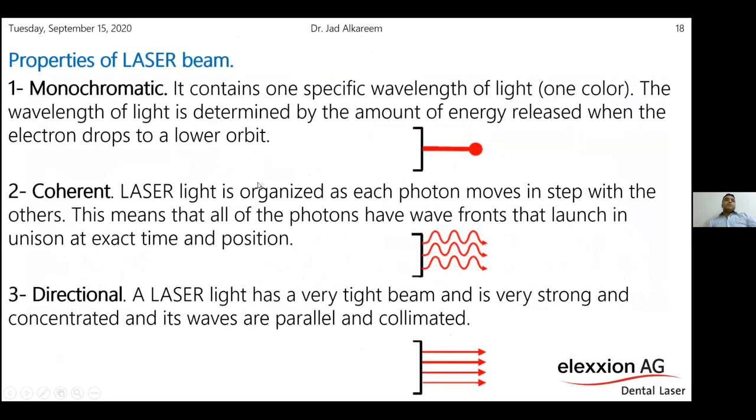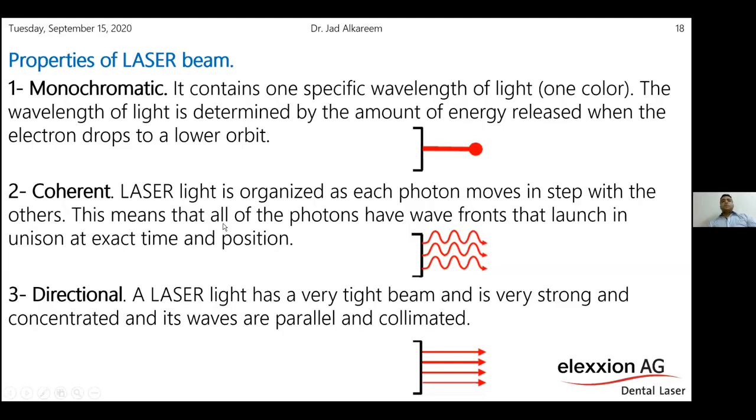Then I will go to the specifications of the laser beam. The laser beam is monochromatic, which means it has one specific wavelength, and this wavelength has a certain color, whether your eye can see it or not. Originally it is monochromatic, which means it has a specific wavelength and a specific color.